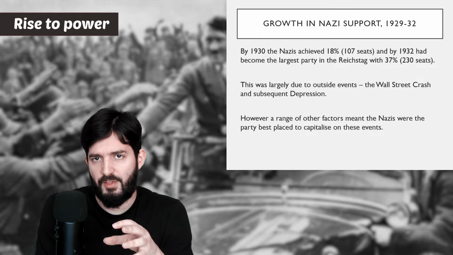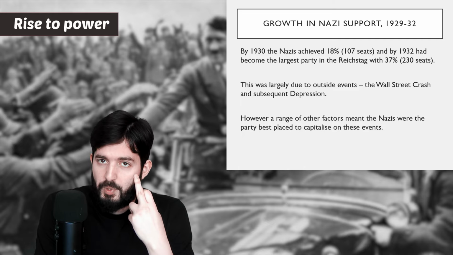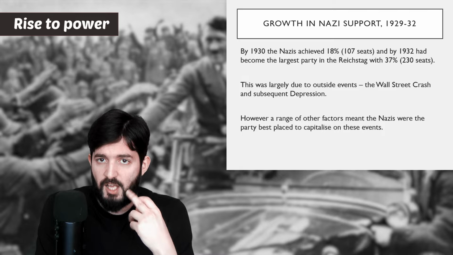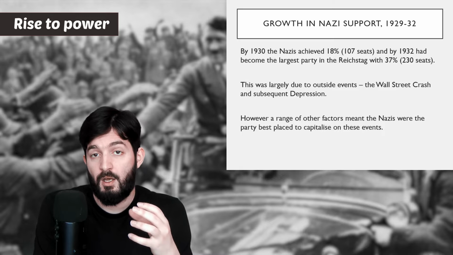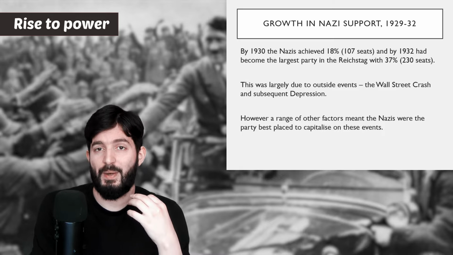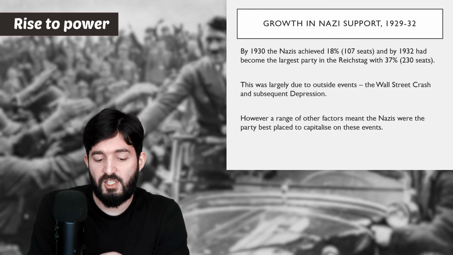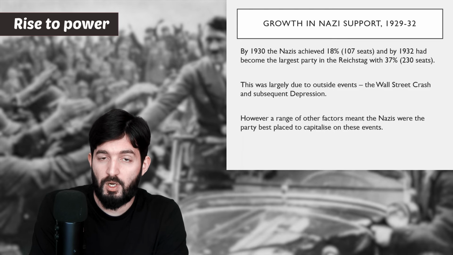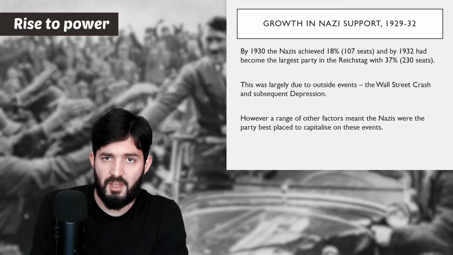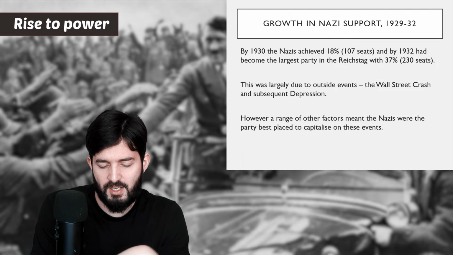So up until 1929, they're doing terribly. Between 1929 and 1932, the Nazis now get their big break and are able to become the party which Hitler wanted them to be in the first place. By 1930, the Nazis have increased their support to 18% and 107 seats in the Reichstag. They are now the second largest party in the Reichstag.